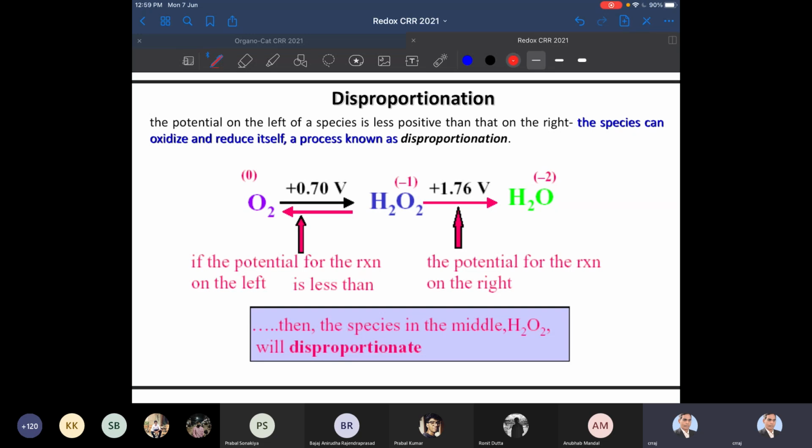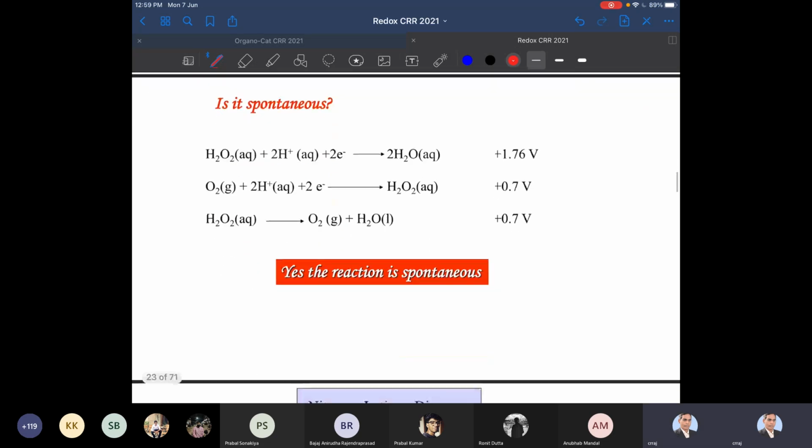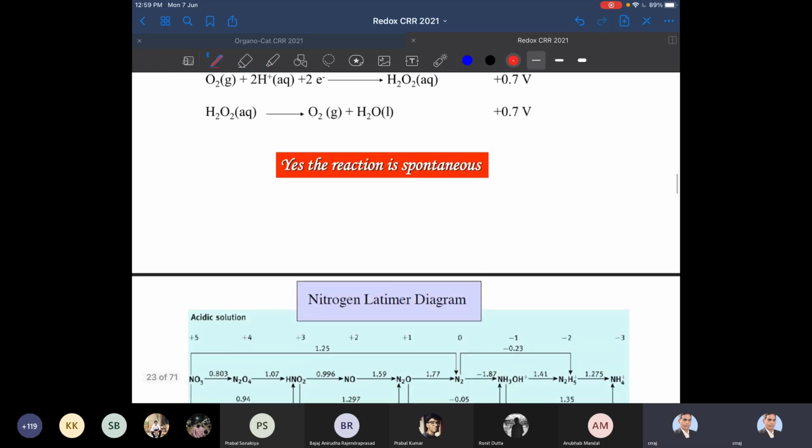Again, I have explained this one, the disproportionation reaction, the same thing. How did I find out? I don't need to do a calculation, and I don't need to go and calculate the delta G, because I can simply note it down. This potential is less than the right-hand side potential. Simply look at it and tell that yes, this species will undergo a disproportionation reaction without any doubt at all. I hope you are getting it. Okay, right.